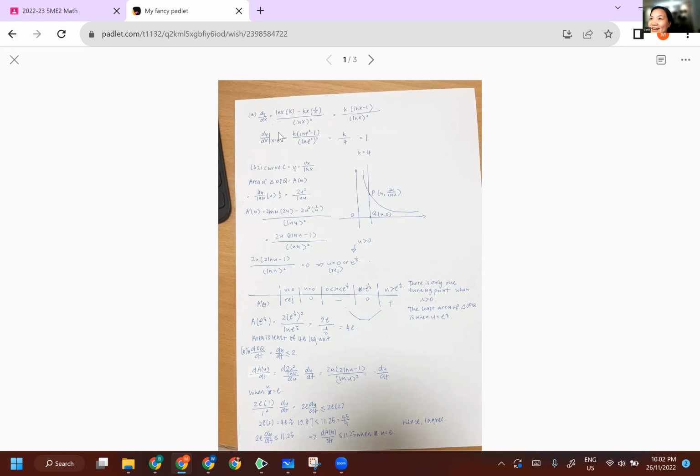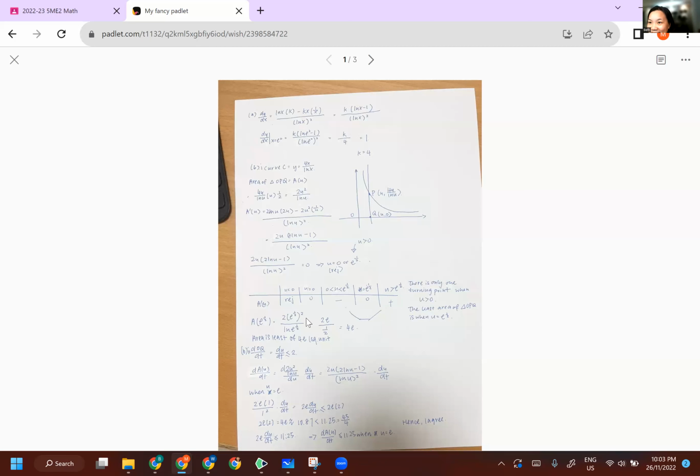Okay. And in part A, you get k equals 4. Now in part B, there is only one turning point. I think this is what she's saying. There is only one turning point. So the local minimum is the global minimum at x equals e to the power 1 over 2.